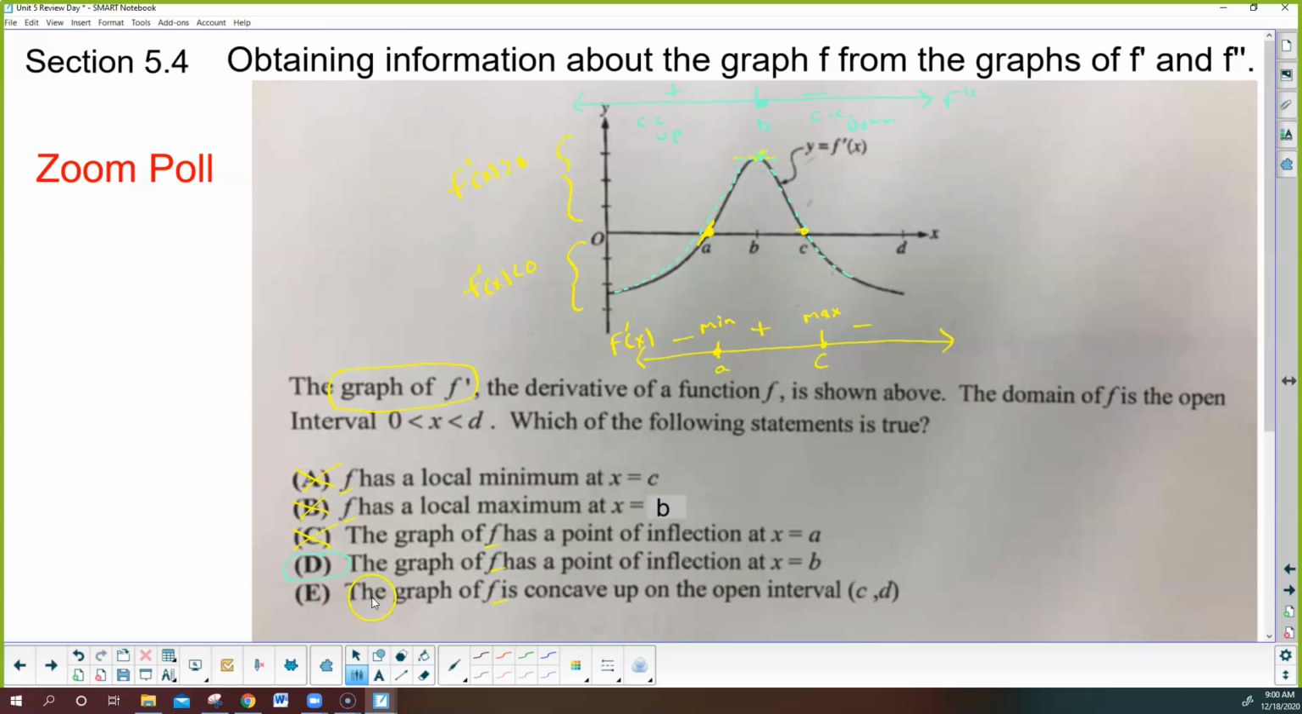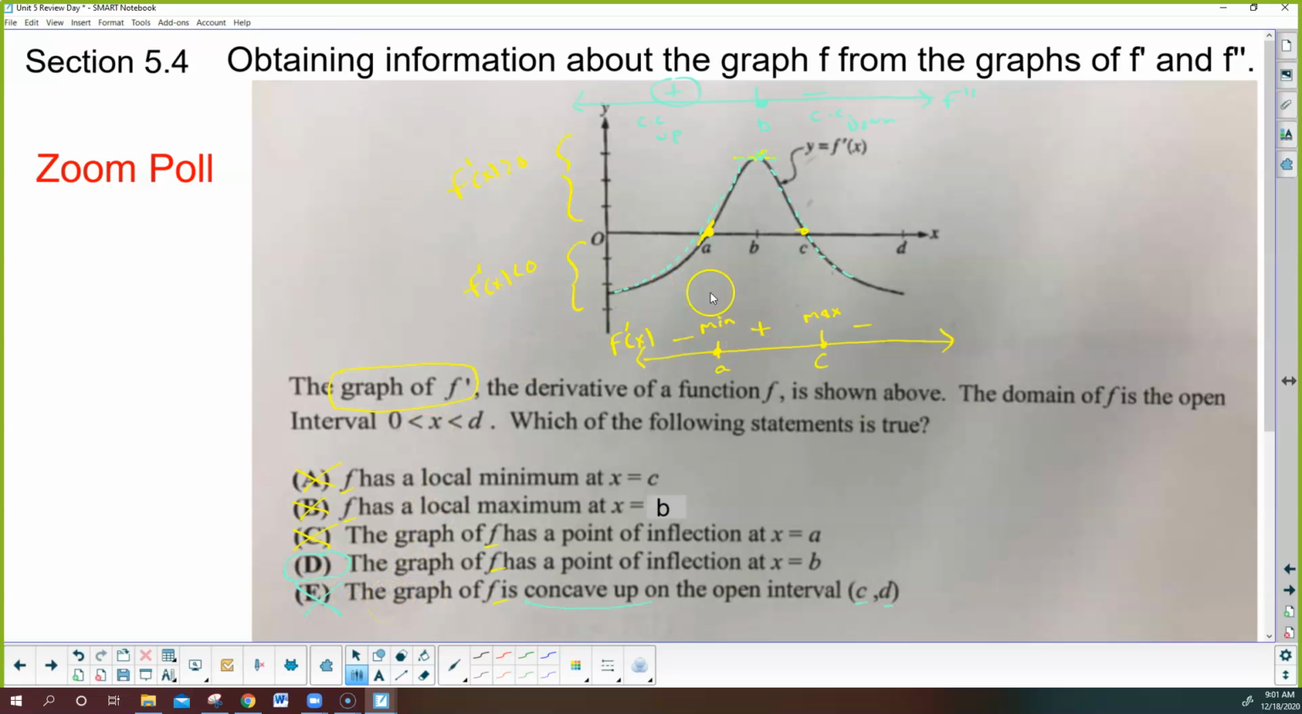And then let's just confirm that E doesn't work. The graph of F is concave up on the interval from C to D. Well, look at this: because the second derivative is positive here, positive slopes, that means we're concave up from 0 to B. So that does not work either.